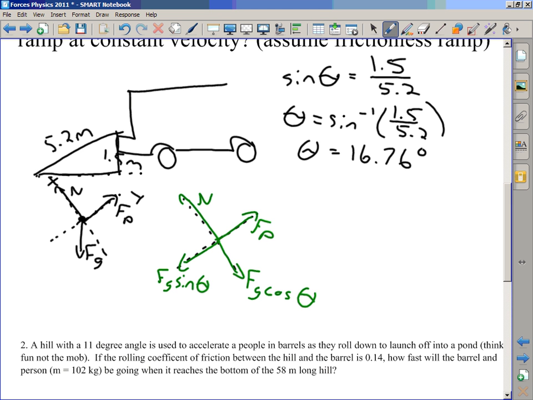We've already figured out what the angle is. We're going to choose positive and negative, and if you're already working, that's okay. Continue to work, all right? But we need to choose positives and negatives. Let's choose the FP going up the ramp as my positive. That means down the ramp is negative. Normal force positive. FG cosine theta then would be negative.